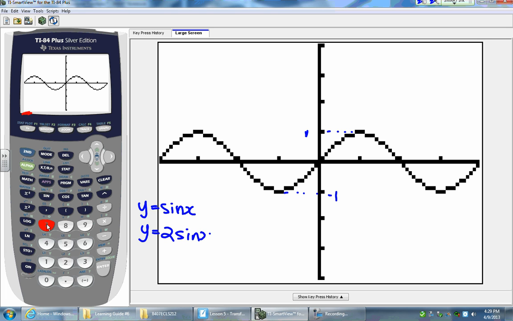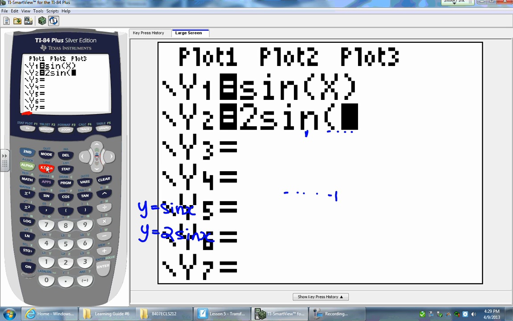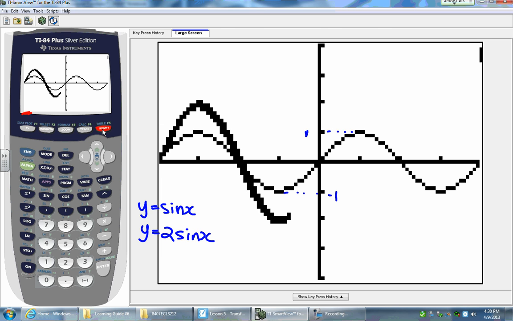Graph the function y is equal to 2 times sine x on the same window. So plug in 2 sine x. Give me a second here. What I want you to do to that curve is make it look a little thicker. So go all the way to the left, press enter and press graph. And there is the graph.